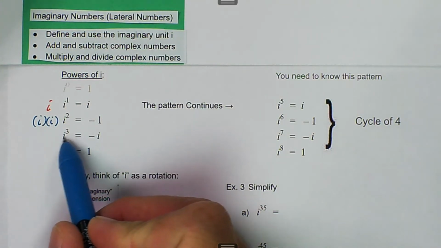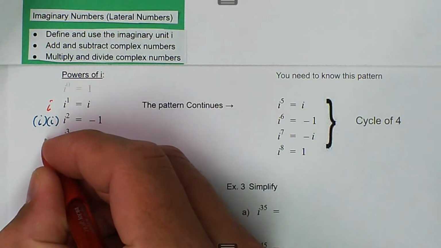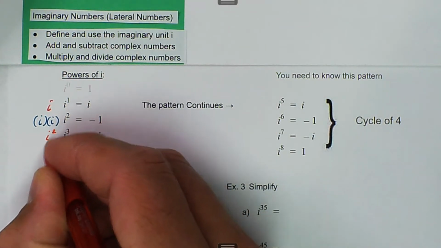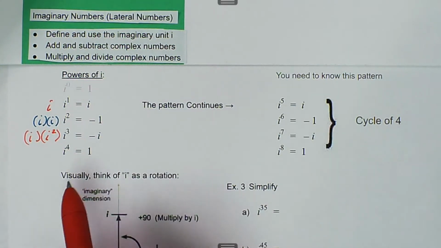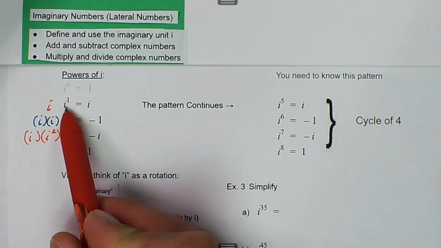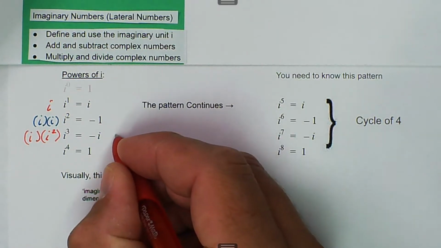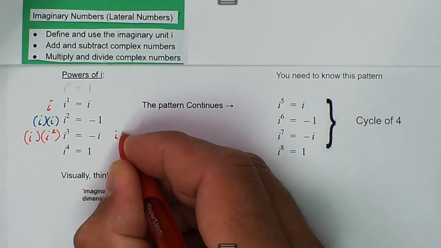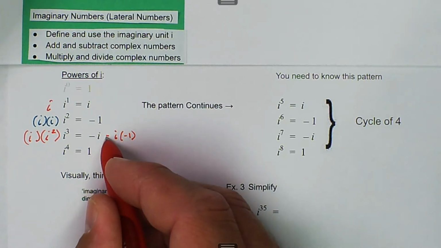So now we have i to the third. Well, we can think about it like this. We can think about it as i squared times i. Well, i squared, we already said, was -1, and i to the first is i. So basically, we can write this as i times -1, which is just -i.